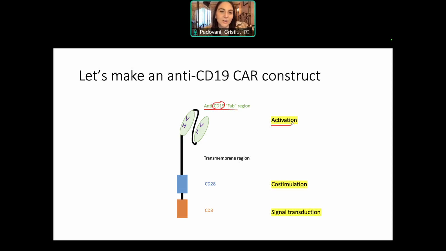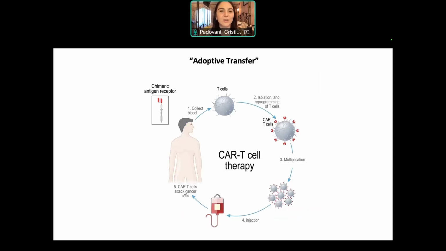You're going to have your activation. You're going to have your co-stim. And then you're going to have a way to transduce this to the center of the cell, your signal transduction, your zeta chain. So here's kind of what you do with CAR T cell therapy.